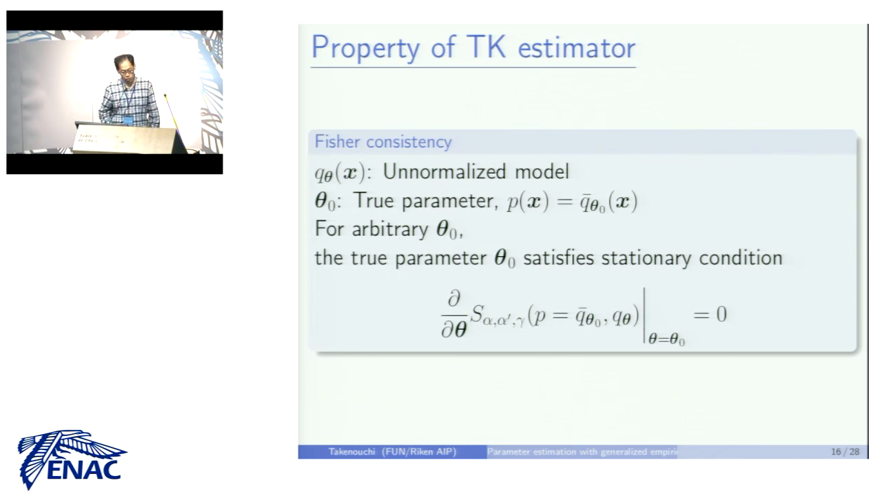So I introduce some statistical properties of the estimator here. This estimator is Fisher consistent. I mean, Q is a normalized model, and let theta 0 be the true parameter of the model. I mean, P is equal to Q bar theta 0. So the arbitrary true parameter theta 0 satisfies the stationary condition like this. So this estimator is Fisher consistent.